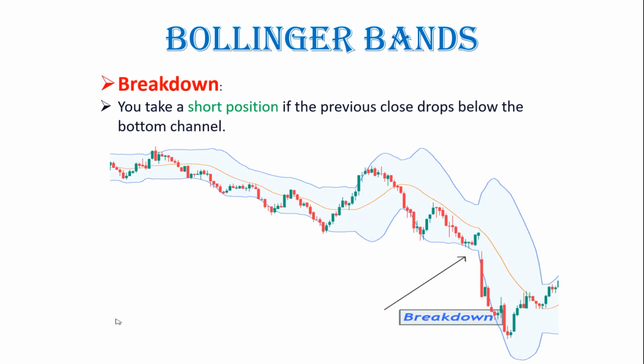So on a breakout, you can enter into the long trade. Similarly, a breakdown means the lower Bollinger Band is coming down and the upper Bollinger Band is going above, and if you get a red candle below, this is called a breakdown in Bollinger Band. You can take a short position if the previous close drops below the bottom channel. The bottom channel is the lower Bollinger Band. So this is for a short trade, that is, if you get a breakdown in Bollinger Band, we can enter into the PE trade.